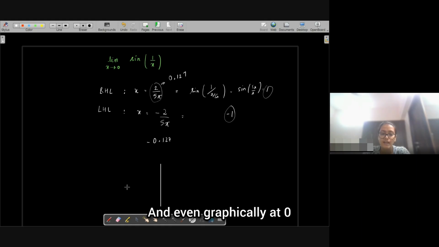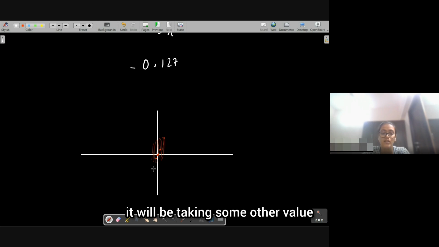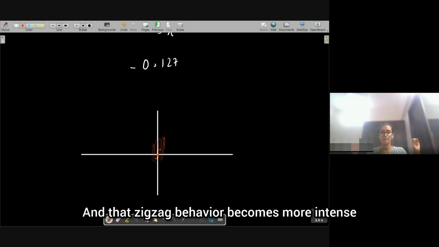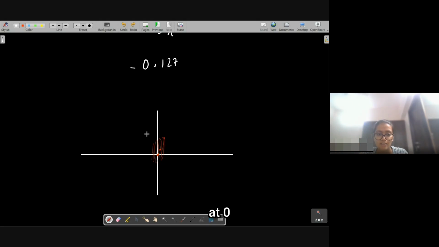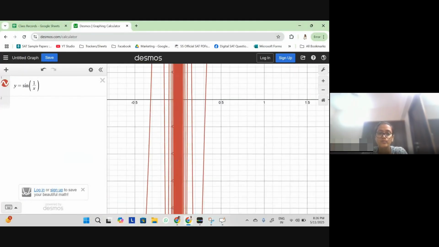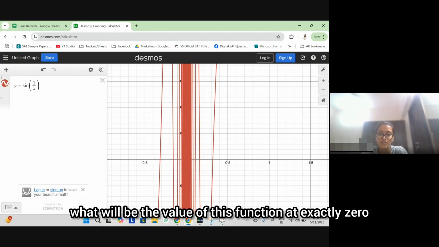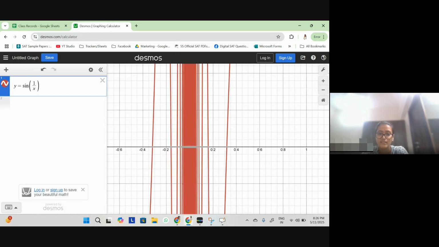And even graphically at 0, the graph would be like this. At 0, from the right side it is taking some value, and from the left side it will be taking some other value. So its behavior is not fixed at 0. It is zigzag, zigzag, zigzag, and that zigzag behavior becomes more intense at 0. You can see that in the graph. So we have no idea what the value of this function will be at exactly 0. It is undefined.